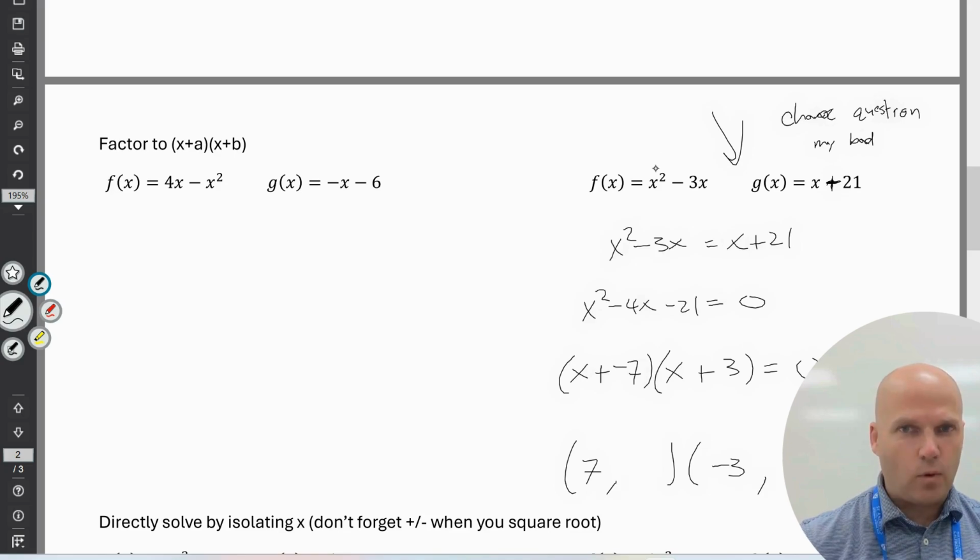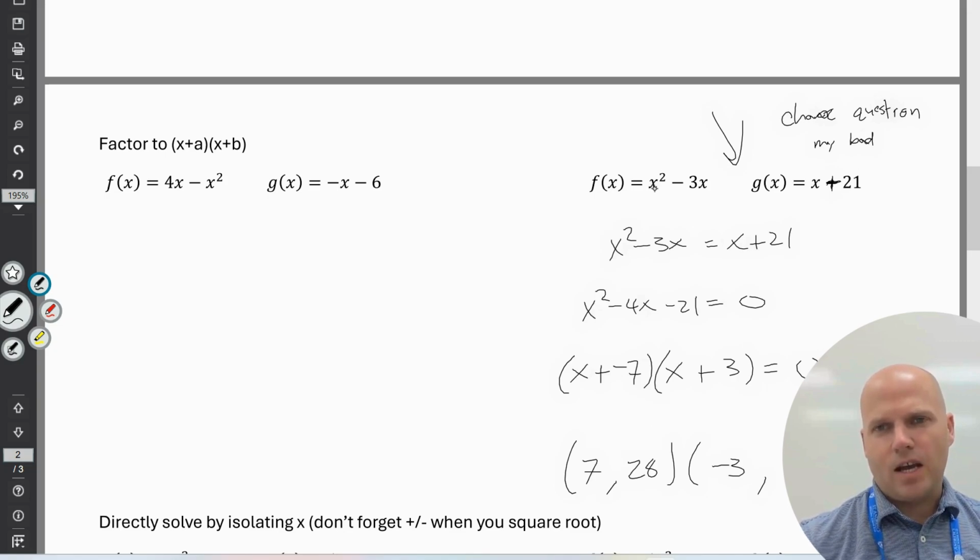If I plug in 7, I get 49 minus 21. If I plug in 7, I get 7 plus 21. You'll get the same thing. If I plug in -3, I'll get +9 minus -9. So that's 9 plus 9, which is 18. If I plug in -3, you get 18.